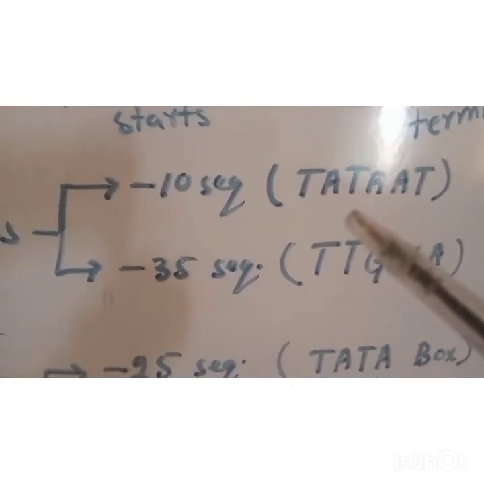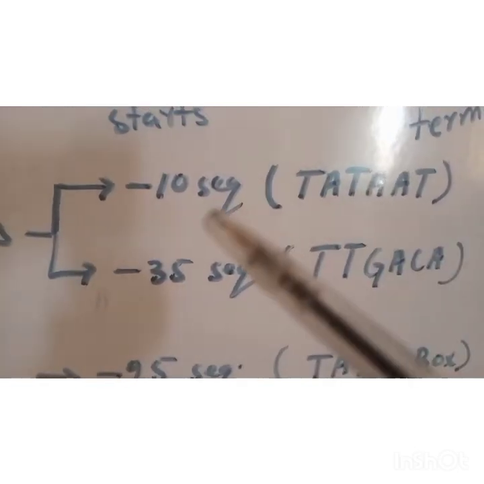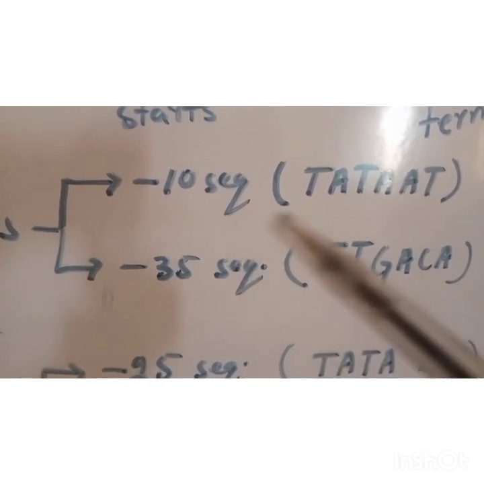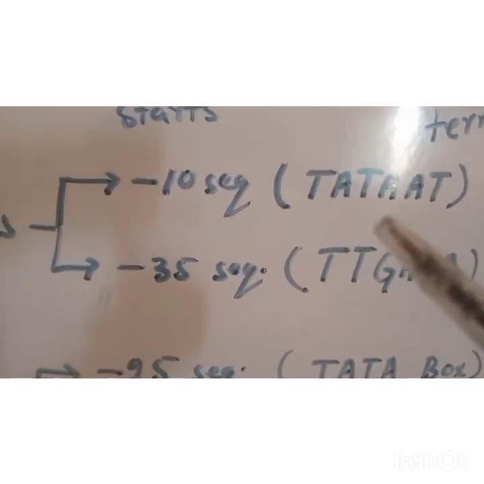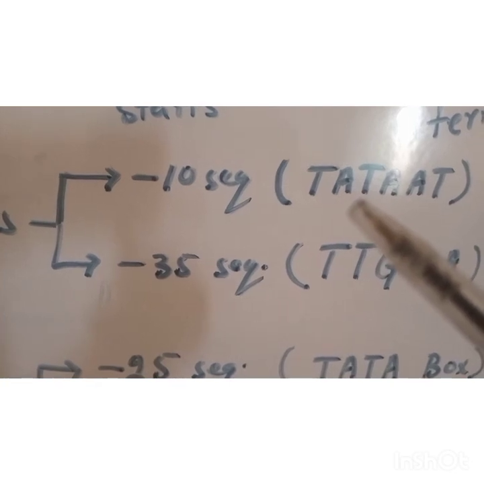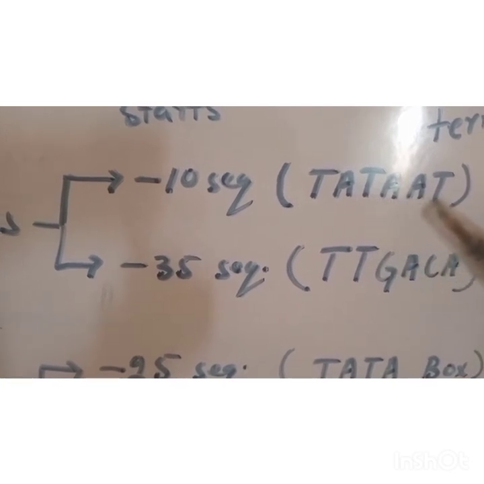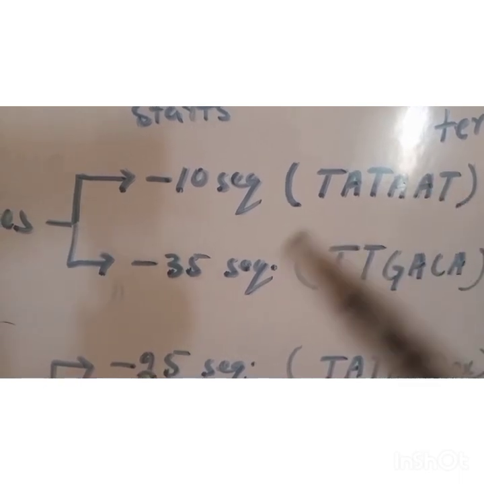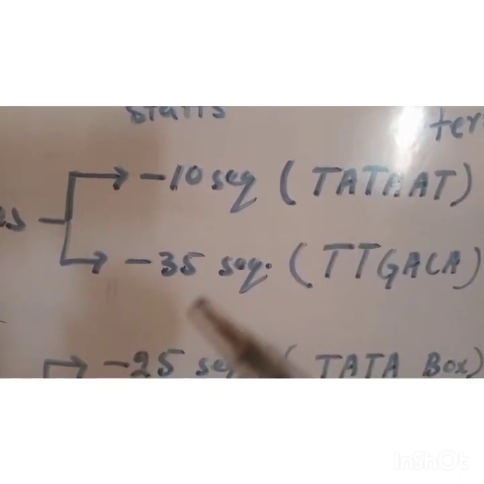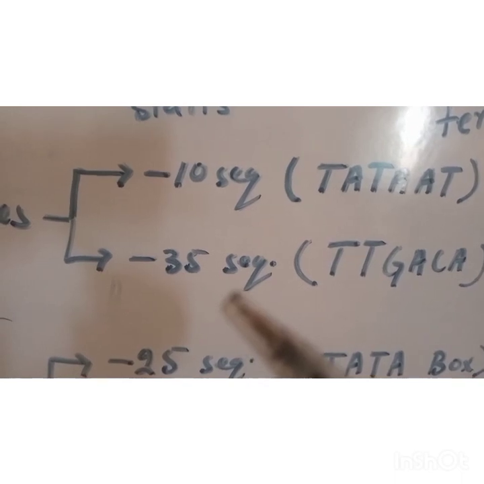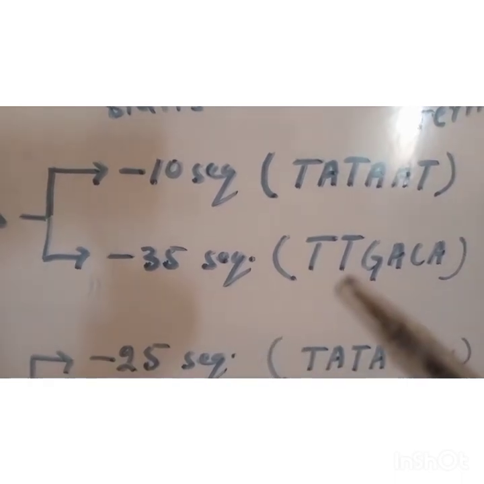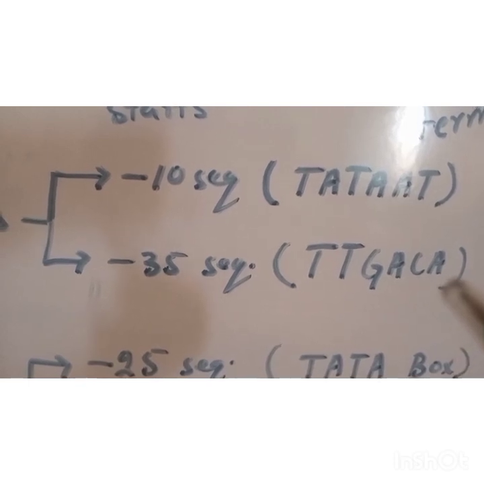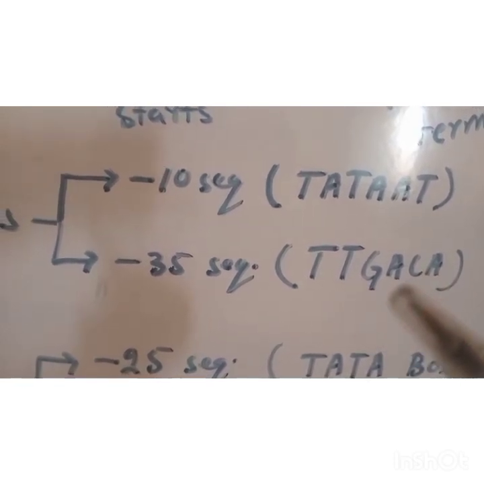6 nucleotide sequences. The first binding site is present at the -10 sequence, which is thymine, adenine, thymine, adenine, adenine, and thymine. This is a 6 nucleotide sequence. While the second binding site is present at the -35 sequence, that is thymine, thymine, guanine, adenine, cytosine, and adenine. This is also a 6 nucleotide sequence.